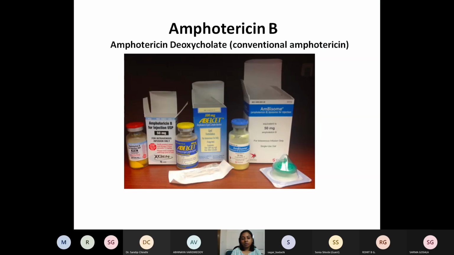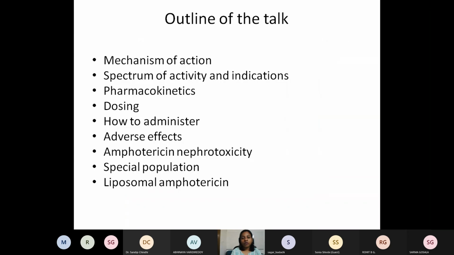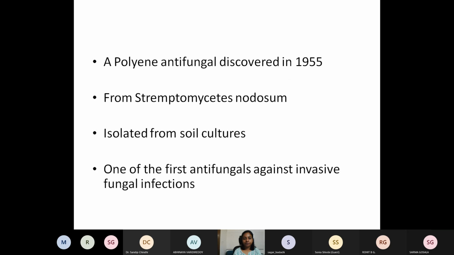We would have come across various side effects and learned how to manage them. So this is going to be a recapitulation of most of what we know. The outline of the talk is I'll be just touching upon the mechanism of action, the indication for amphotericin B, the pharmacokinetics, the dosing, how to administer the drug, adverse effects, specifically amphotericin nephrotoxicity, how to administer in special populations, and a little bit about the lipid formulations, especially liposomal amphotericin.